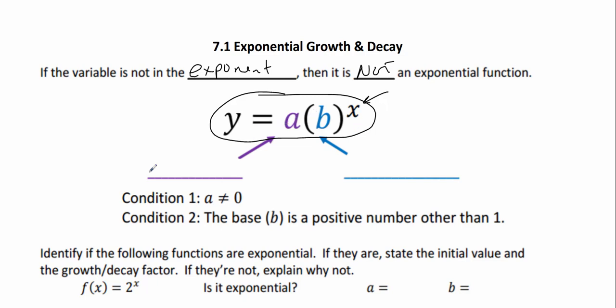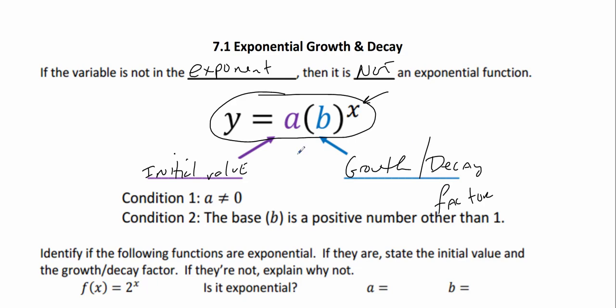Now this a value is what we call the initial value. Okay, it's what you start with. So if you're putting money in a bank account, whatever, that's the amount of money you're starting with. This b is what we call the growth factor, or in this case we call it the decay factor as well. So it's either or. We're going to use both of these in this lesson, growth and decay. So that's what that b stands for. We'll get to understand what it means, what it looks like, how it occurs, and stuff like that.